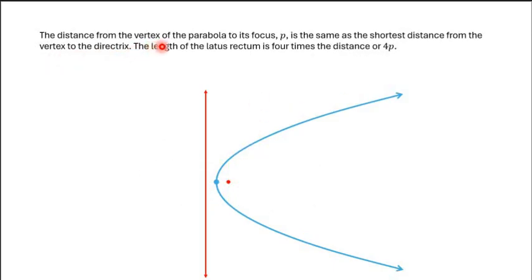The distance from the vertex of the parabola to its focus, p, so that distance there, is the same as the shortest distance from the vertex to the directrix. So that's that distance there. And the length of the latus rectum is 4 times that distance p. So if that's the latus rectum, the length of that latus rectum is actually the absolute value of 4p.